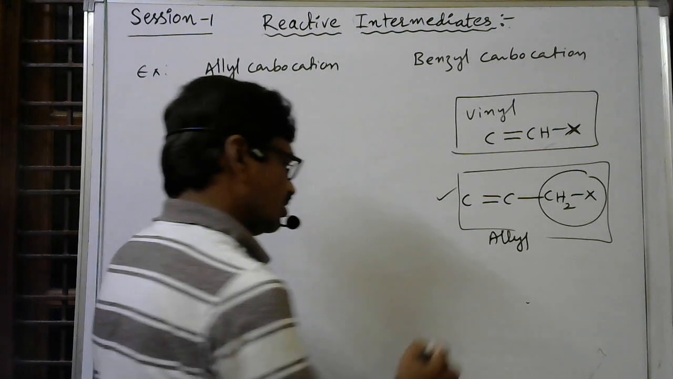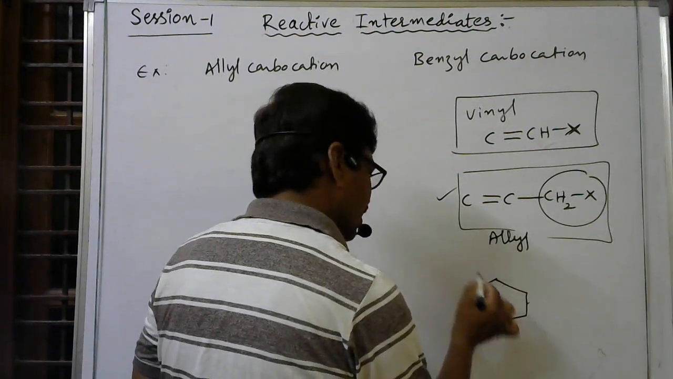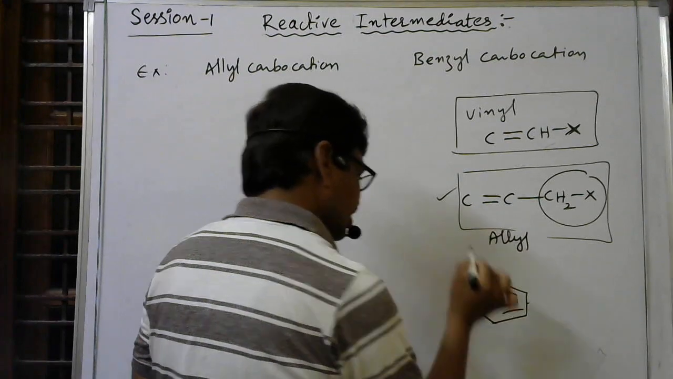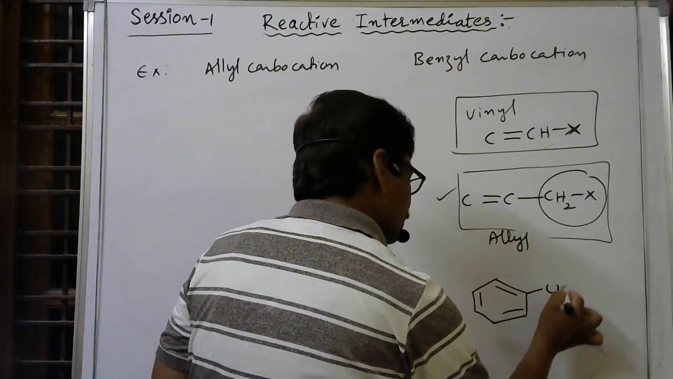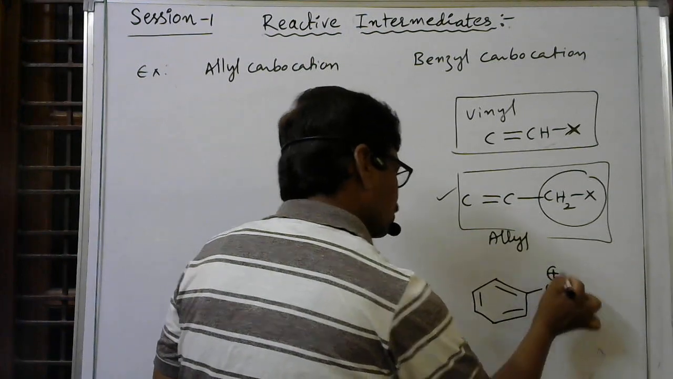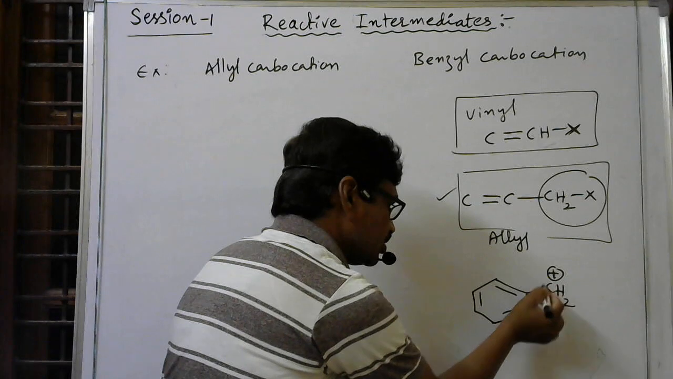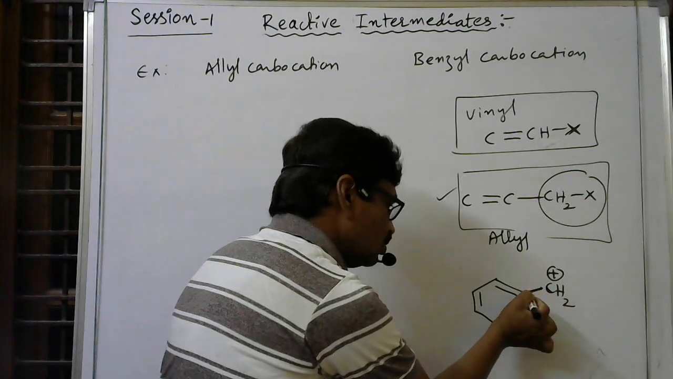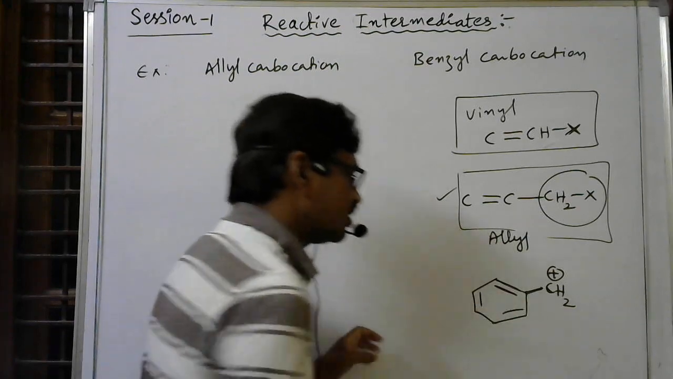Benzyl means what? Benzyl means on a benzene ring. It is also a type of allyl only. So like this, on the benzene ring we can write CH2 plus. This is benzyl. See here also this carbon has positive charge. So this CH2 positive charge is present on a carbon attached to the double bonded carbon atom.